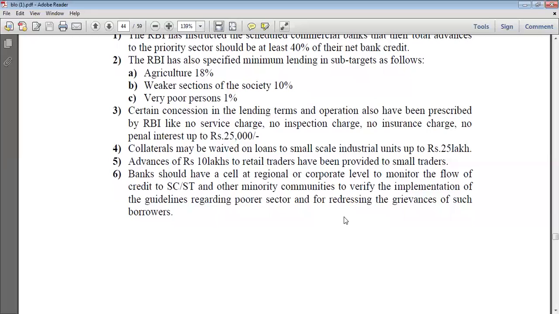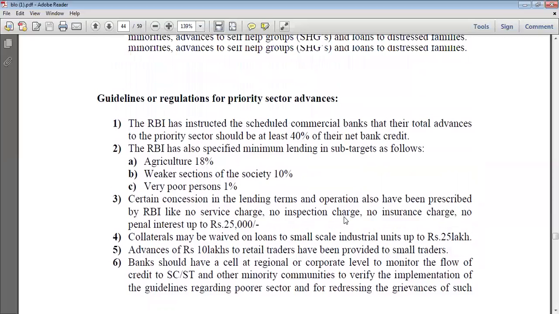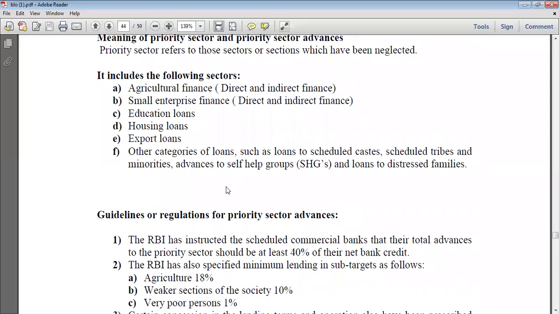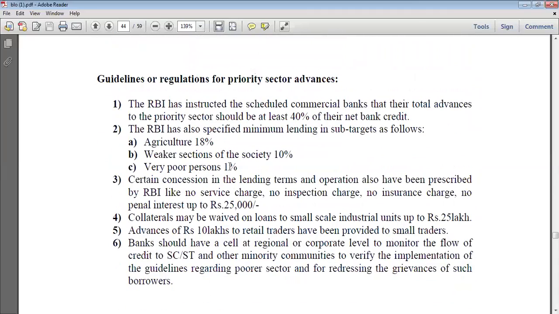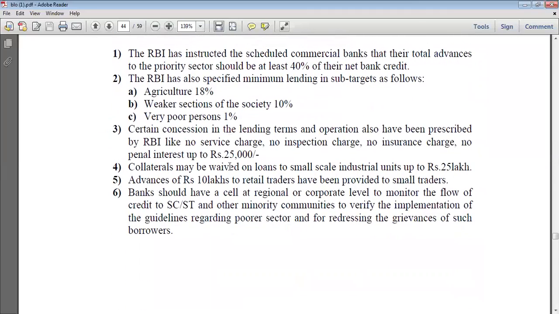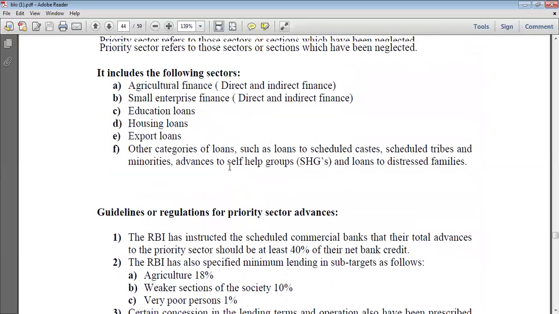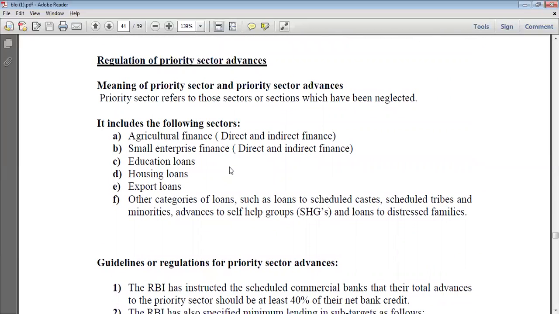Next thing, banks should have a cell at regional or corporate level to monitor the flow of credit to SC/ST and other minority communities, to verify the implementation of the guidelines regarding weaker sections and to address the grievances of such borrowers. So the banker also has to consider scheduled tribes and scheduled castes. As I already told, for these other category loans also there will be exemptions as well as priority. These are all the major guidelines and priorities for the regulation of priority sector advances.